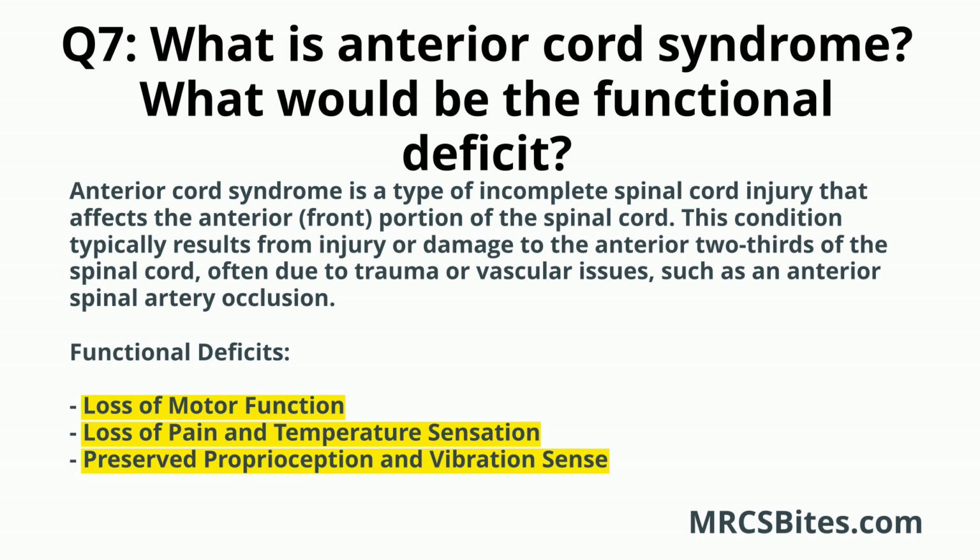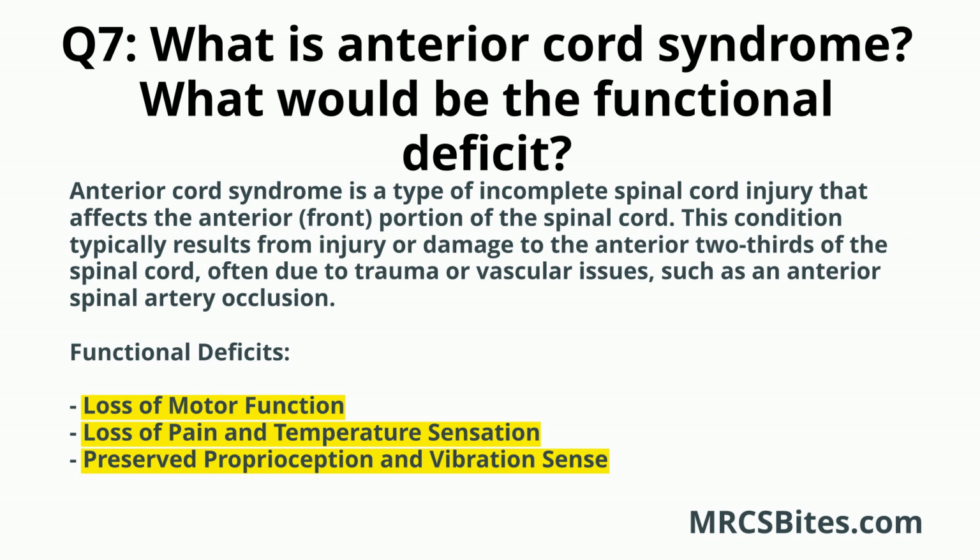The spinothalamic tract, which carries pain and temperature sensations, is also located in the anterior portion of the spinal cord. Therefore, individuals with anterior cord syndrome may lose the ability to feel pain and temperature below the level of the injury. The posterior columns of the spinal cord, responsible for proprioception, sense of body position, and vibration sense, are usually spared in anterior cord syndrome.